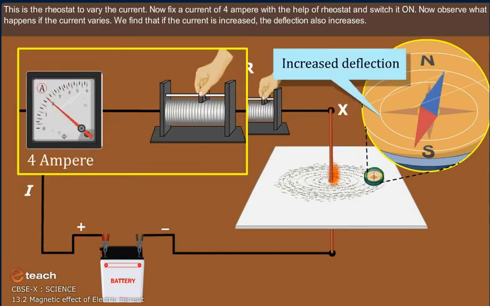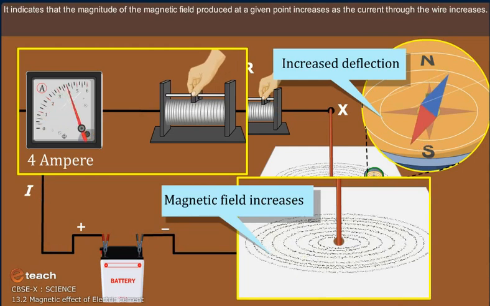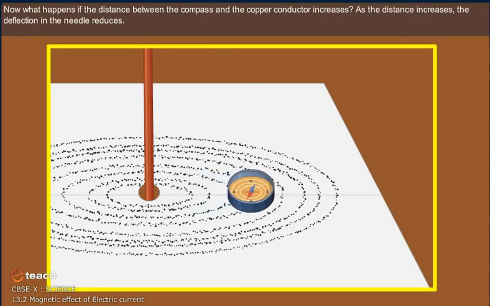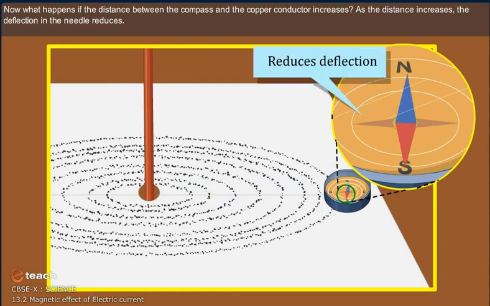Now observe what happens if the current varies. We find that if the current is increased, the deflection also increases. It indicates that the magnitude of the magnetic field produced at a given point increases as the current through the wire increases. Now what happens if the distance between the compass and the copper conductor increases? As the distance increases, the deflection in the needle reduces. Thus, the magnetic field produced by a given current in the conductor decreases as the distance from it is increased.